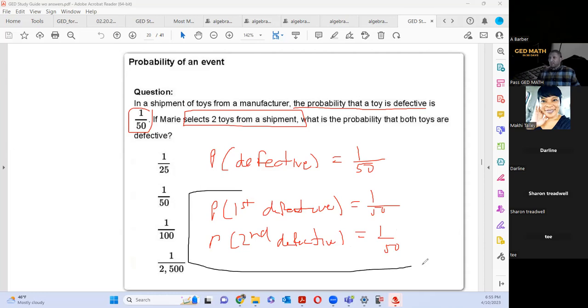So hold on, let's not make it hard. You're making it too hard. Identify what's given. Identify what you know. Identify it as a simple probability or compound probability. You told me the probability of picking the first defective toy is 1 out of 50. You told me the probability of picking the second defective toy was also 1 out of 50. Since it's more than one event, what operation do we do to the 2 probabilities?